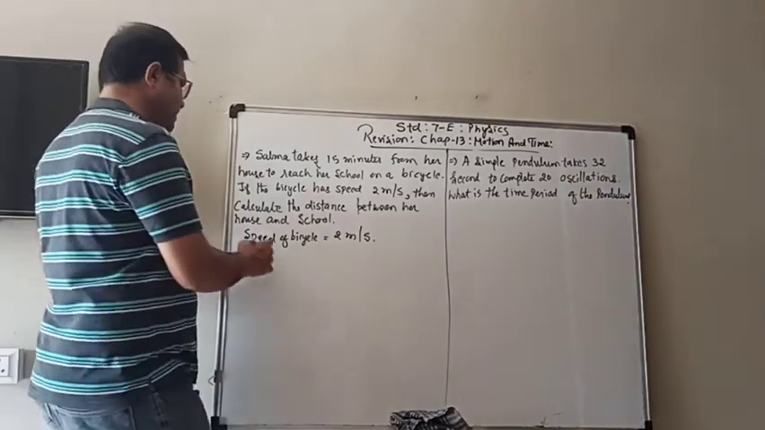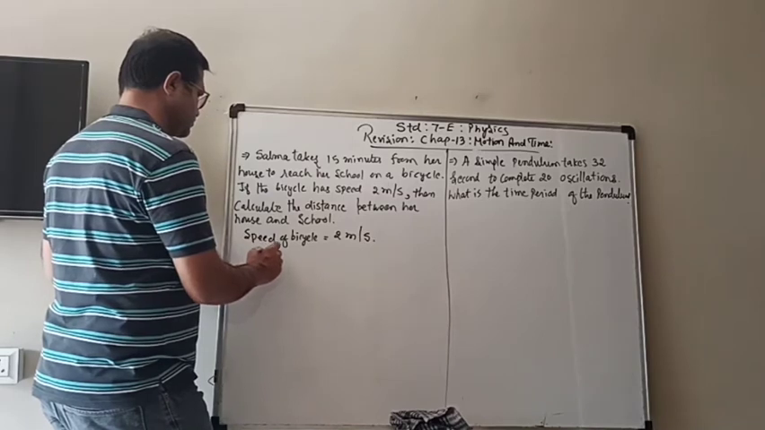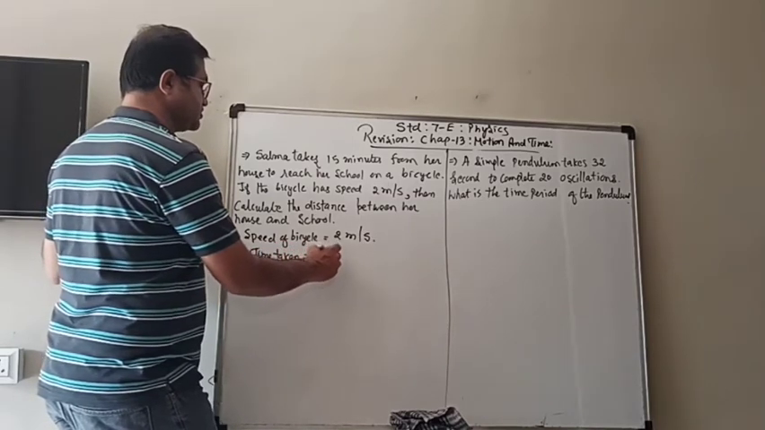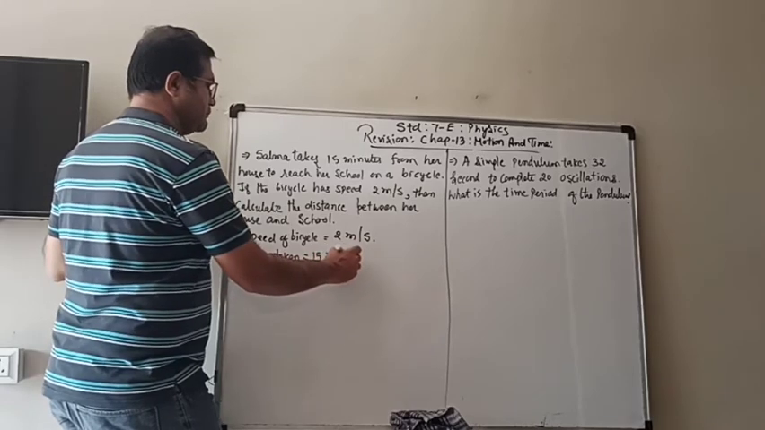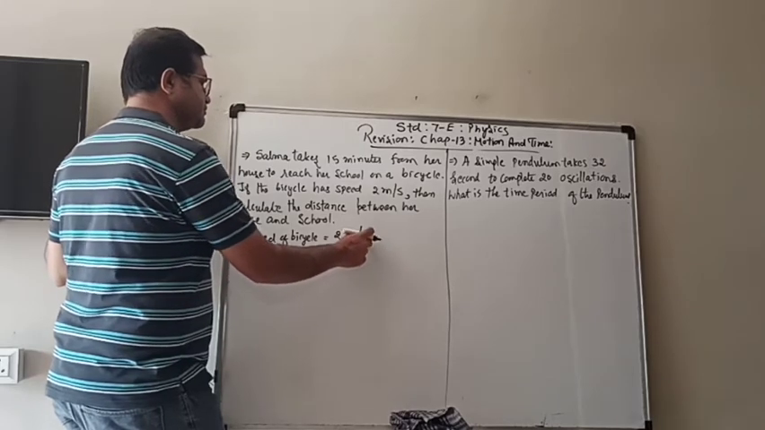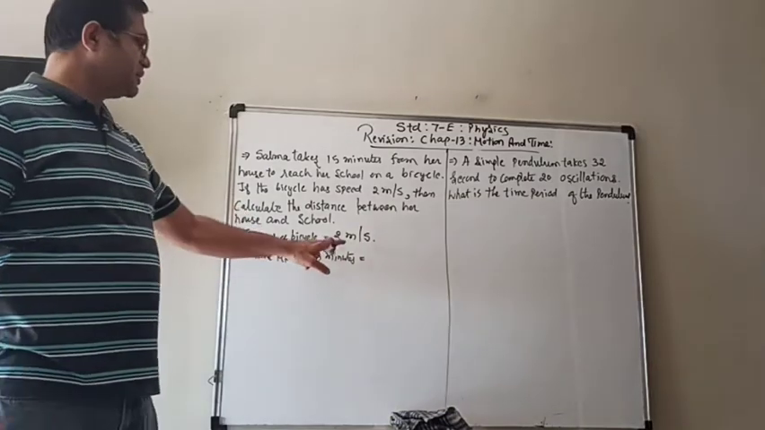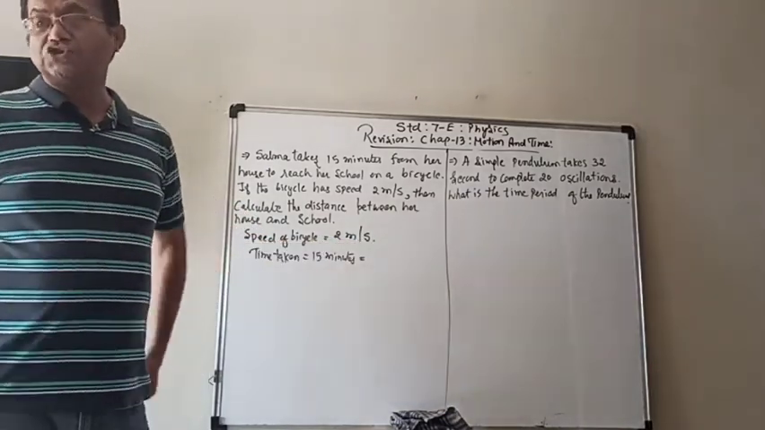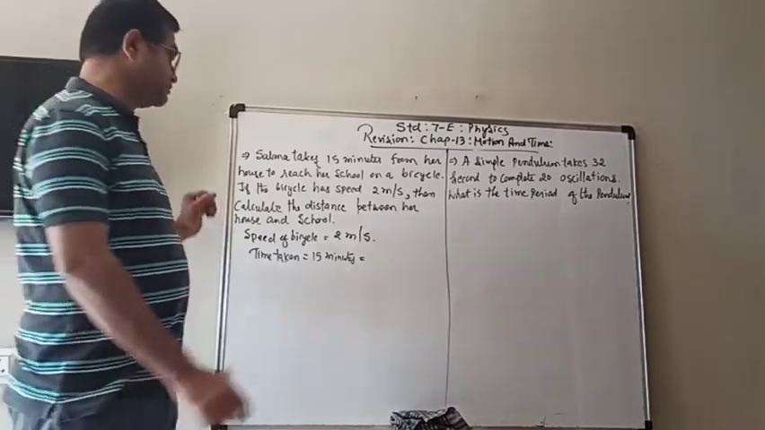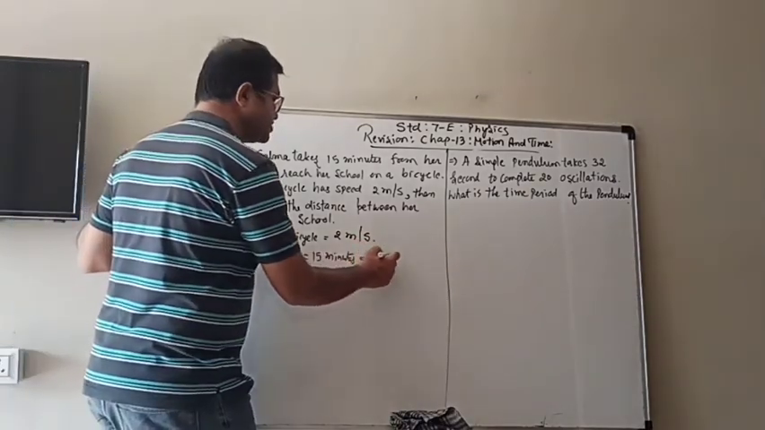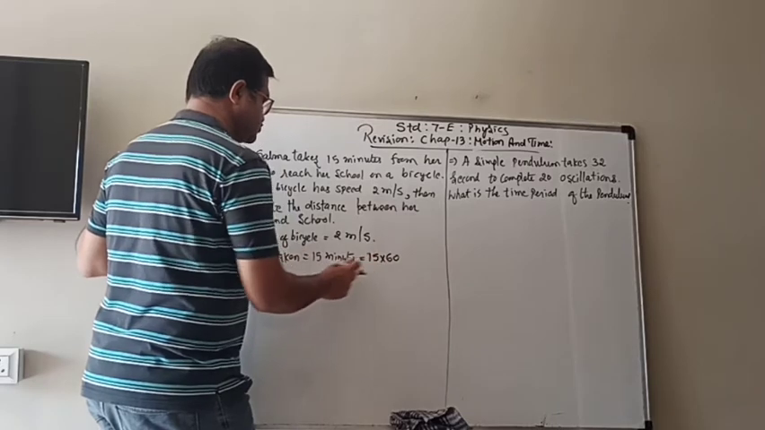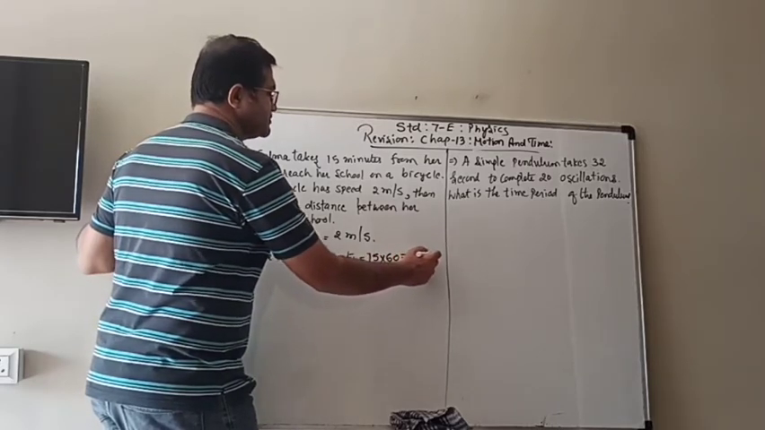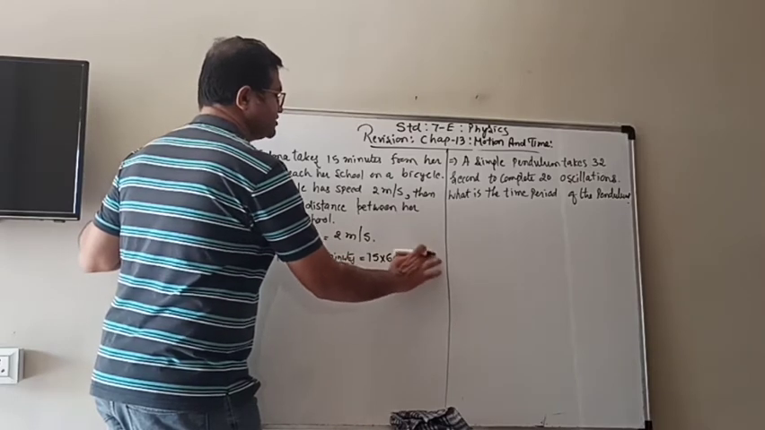Now time taken is 15 minutes, but as we know that here in the speed it is meter per second, it means that these minutes also we have to convert into second. So 1 minute is 60 seconds. So 15 minutes is equal to 15 multiplied by 60, that is 900 seconds.